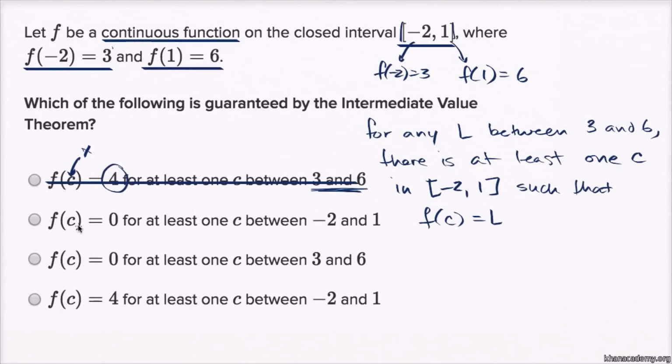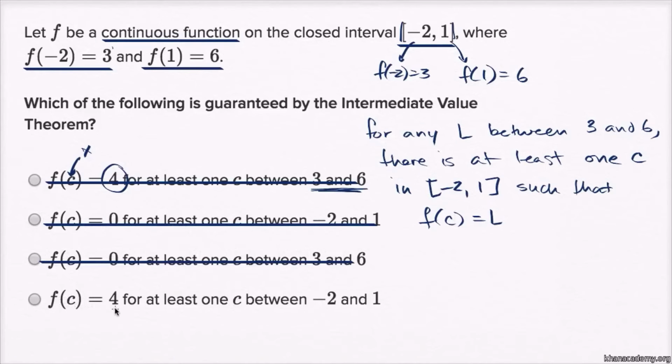All right, f of c equals 0 for at least one c between -2 and 1. Well, here they got the interval along the x-axis right, but it's not guaranteed by the intermediate value theorem that f of c is going to be equal to 0 because 0 is not between 3 and 6. So I'm going to rule that one out. I'm going to rule this one out, saying f of c equals 0. And let's see, we're only left with this one, so I hope it works.